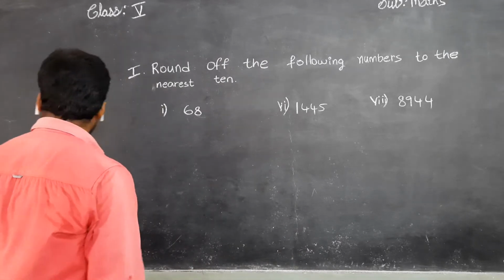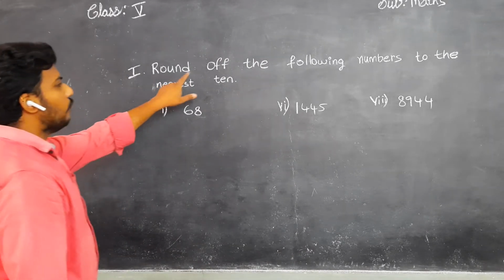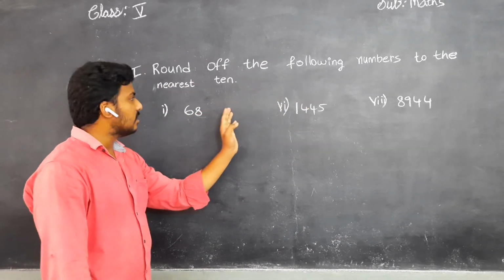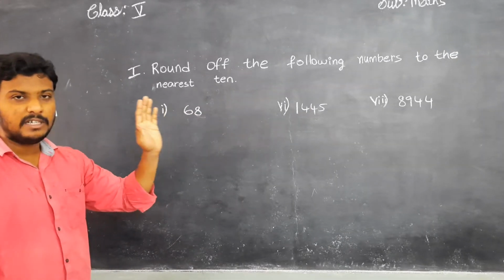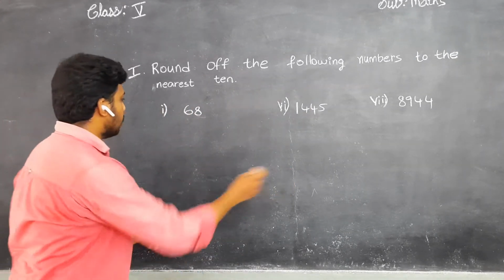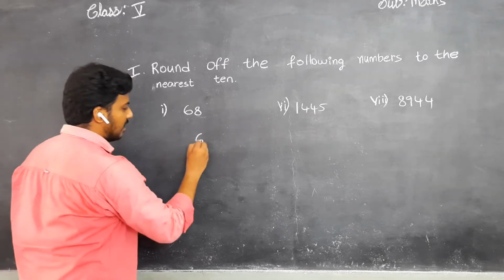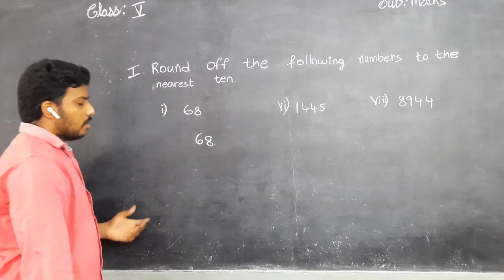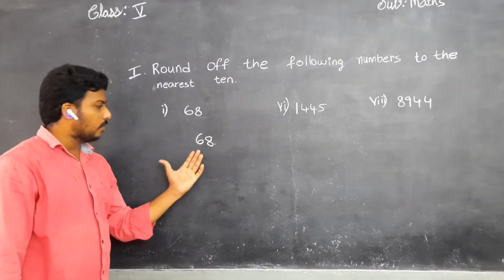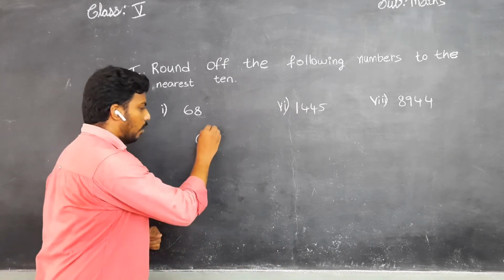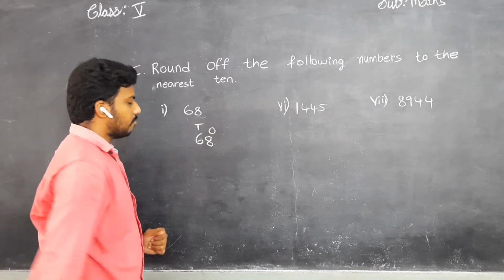Children, they already said in Roman number 1, round off the following numbers to the nearest tens. It is asking for tens, meaning the tens value. For this, see the first one, they gave 68. First you need to write the place value for this 68, that is ones and tens.